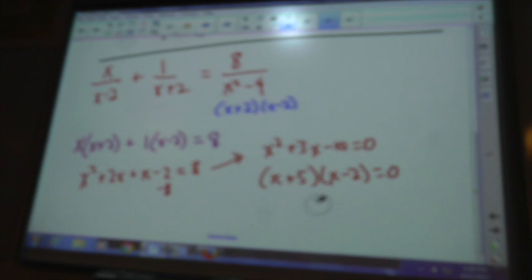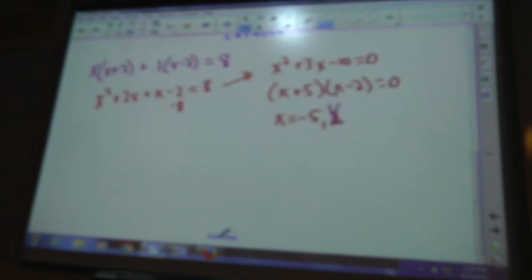Now, you always have to check your rational answers. So -5, you plug it in, blah, blah, blah, it comes out, right? What happens with the 2 when you plug it in? 2 divided by, what's 2 minus 2? 0. Can I divide by 0? No. So x can't equal 2.